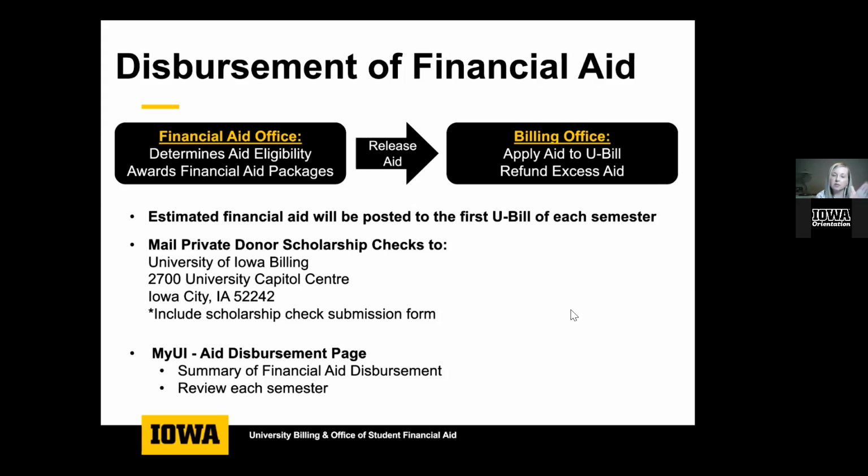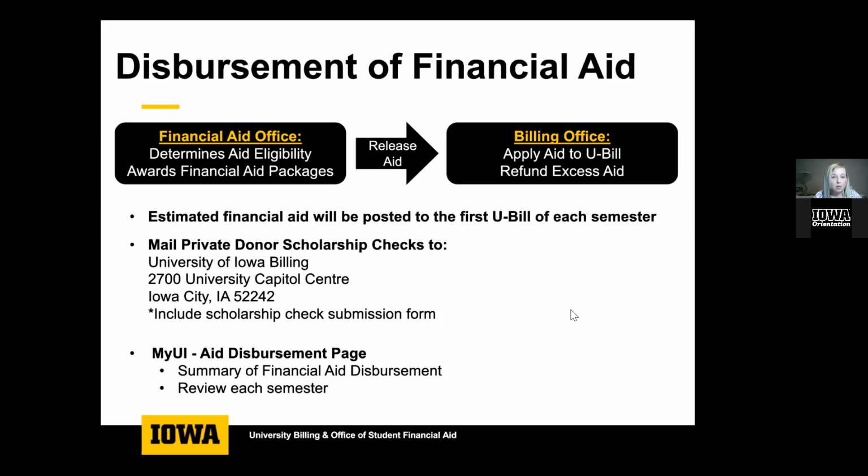Once that is complete, financial aid actually releases the funds over to the billing office. And it's our responsibility in the billing office then to utilize that aid to either pay eligible charges on the U-bill or refund any excess after all eligible charges have been covered. So that's kind of how the offices are a little bit different. Financial aid really is responsible for awarding, and then the billing office disperses. Financial aid will be posted to the first U-bill, provided that you have your to-do list complete.